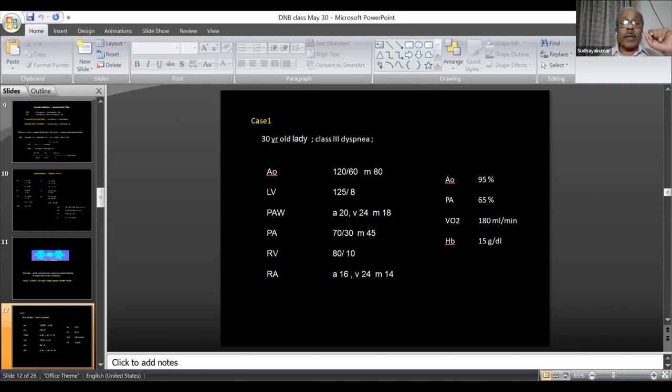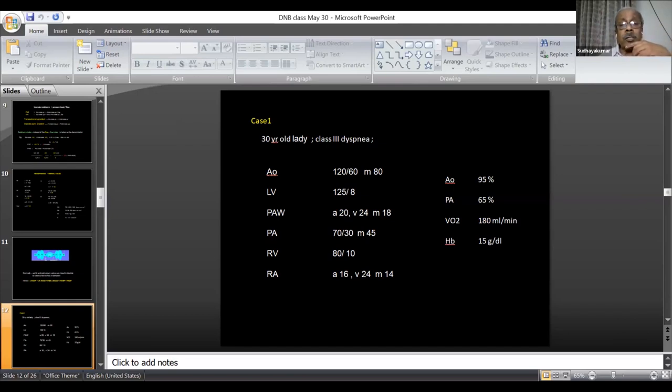Now coming to the RV, 80/10. So you find that in systole you have to compare with the PA. 10 millimeters difference is acceptable. In diastole it is 10. We don't compare with PA, but this pressure is a little higher than normal. So you have to say that there is RV systolic hypertension with probably RV dysfunction.